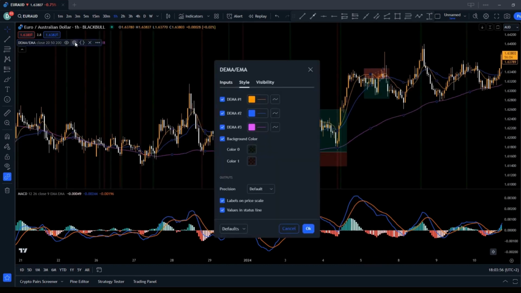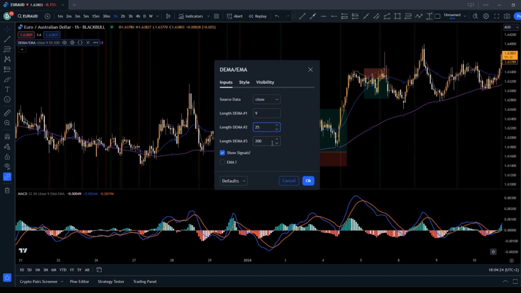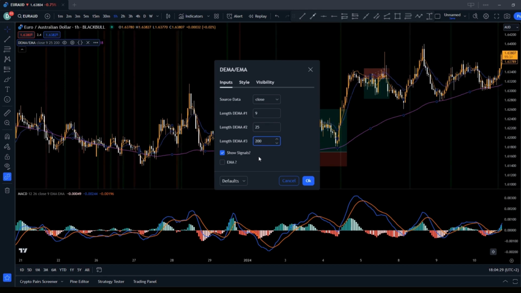Then we go to settings and we'll change the periods of these moving averages. But we don't want to change this data source because it's already set for candle close. This first length we need to change to 9. This second length we change to 25, and this last one is by default set to 200, so let's keep that. And last we click this EMA here, so it changes these to work as exponential moving averages.